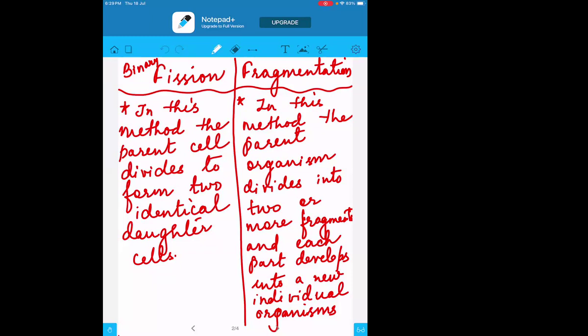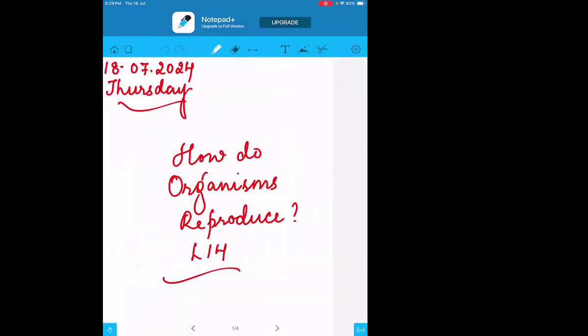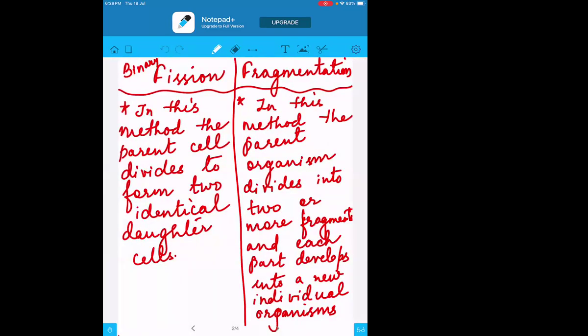Yes, ma'am. But then we wrote it as a difference, right? Like in binary fission, it happens for both unicellular and multicellular. Yeah, but I have written here amoeba and paramecium as examples. Okay. So in that case, you are talking only about the unicellular, not about the multicellular. Okay, ma'am.